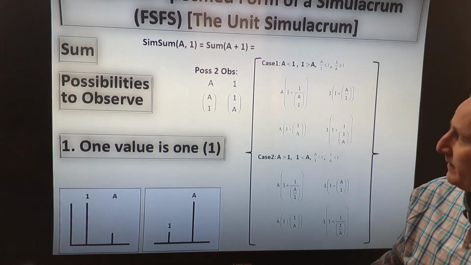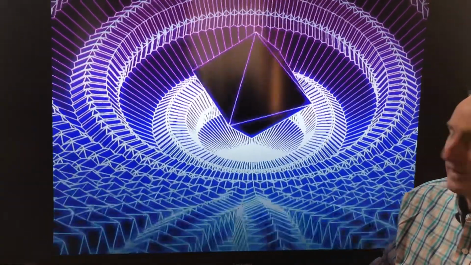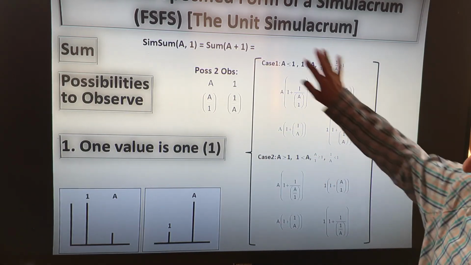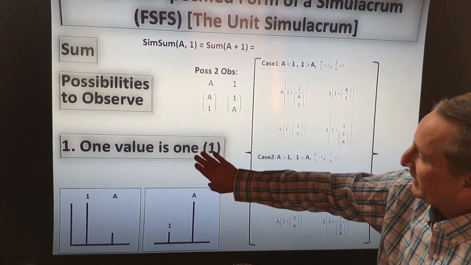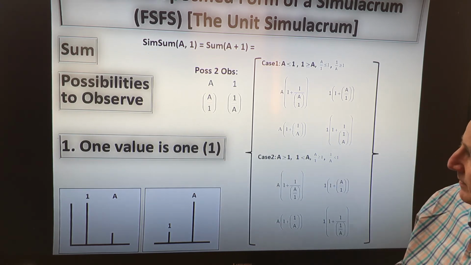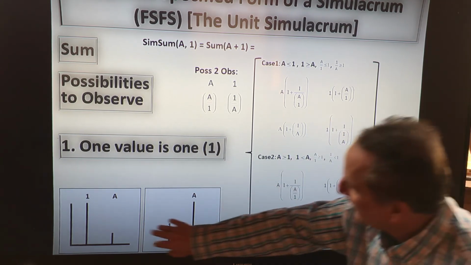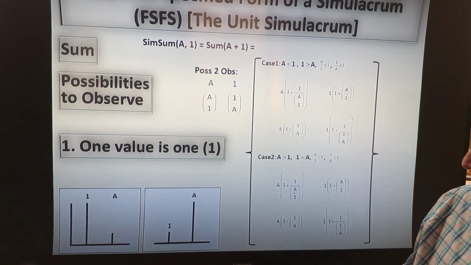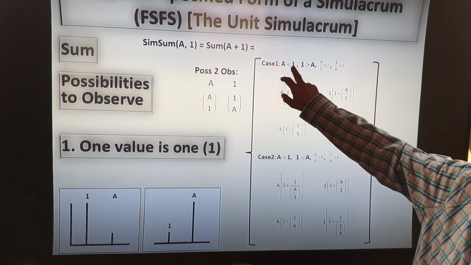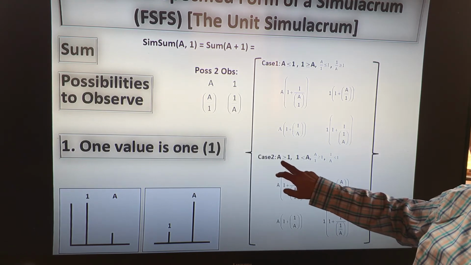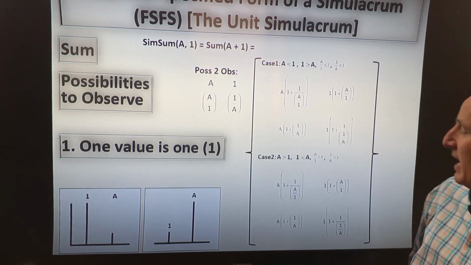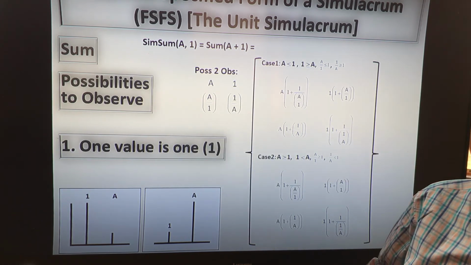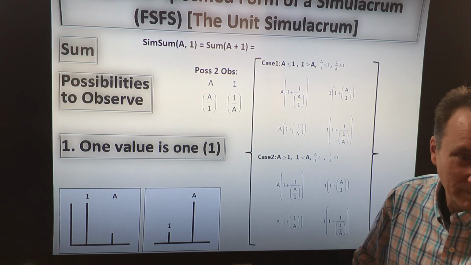And so that is, go back to that for a second. This is a unit simulacrum. And the only specification is that one value is 1. And so case 1 is that A is less than 1. Case 2 is that A is greater than 1. So case 1, A is less than or equal to 1. Case 2 is greater than or equal to 1. And so if A equals 1, it's both case 1 and case 2. So that would allow theoretically a quantum mechanical superposition.